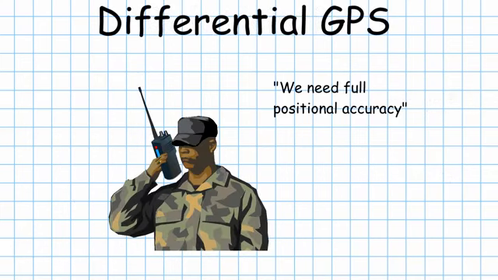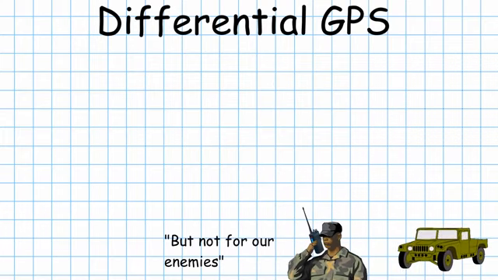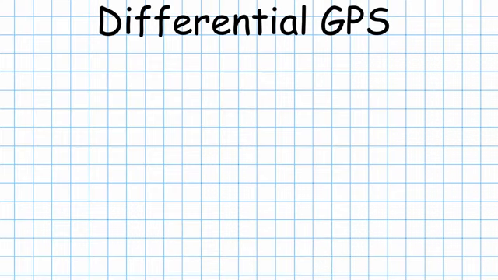And finally, differential GPS. Now, differential GPS was a system originally developed to combat selective availability. Selective availability degraded the accuracy of signals randomly. It made positional accuracy less precise for users that were not part of the US military and did not have access to the key to decode the errors.